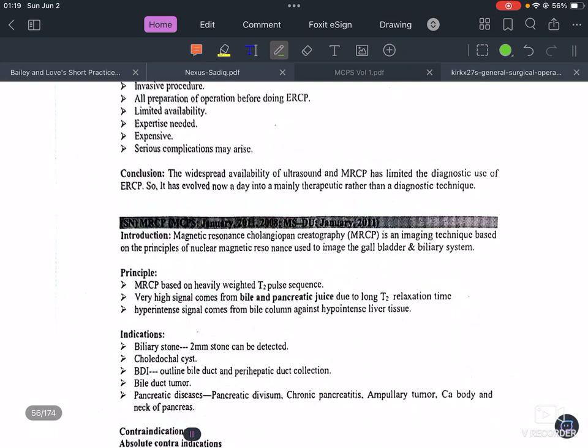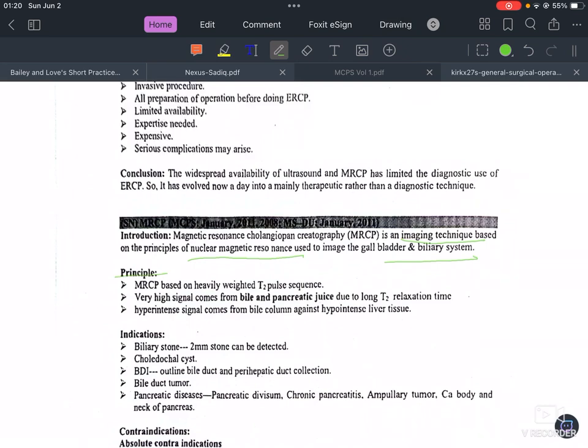Now another question is MRCP. It is very convenient. ERCP and MRCP run side by side. MRCP stands for magnetic resonance cholangiopancreatography. It is an imaging technique based on the principles of nuclear magnetic resonance, used to image the gallbladder and biliary system. So this is a very important quotation: nuclear magnetic resonance used to image the gallbladder and biliary system.